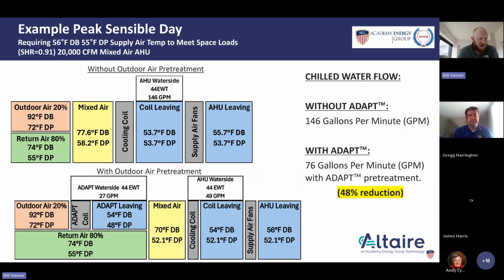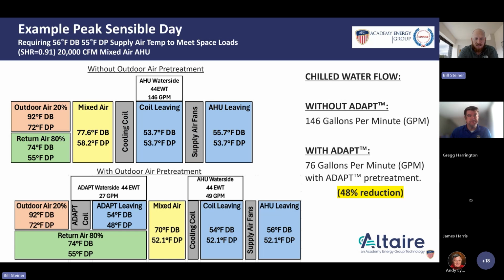requirements. Now, in the bottom scenario, we're going to pre-treat that outside air before we mix it. So when we pre-treat it, that's going to leave the ADAPT coil at 54 degrees dry bulb with a 48-degree dew point. When we mix that air with the return air, and again, same return air as in the first scenario, that's going to give us 70-degree dry bulb with a 52-degree dew point. Great. I don't have to worry about dehumidification at this point. My dew point is already meeting or exceeding the required set point. I just need to apply a little bit of sensible cooling. And then again, I'll pick up that couple degrees heat of fan, and I'm right where I need to be for my supplier temperatures.